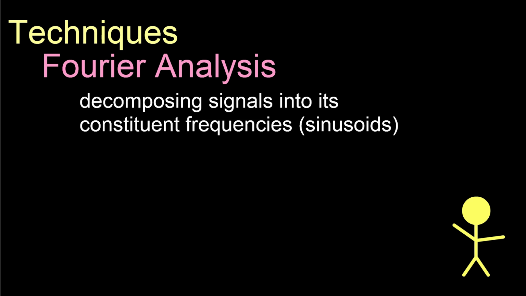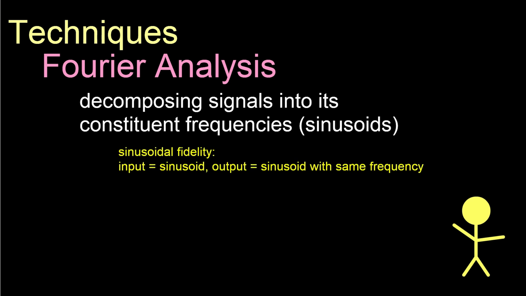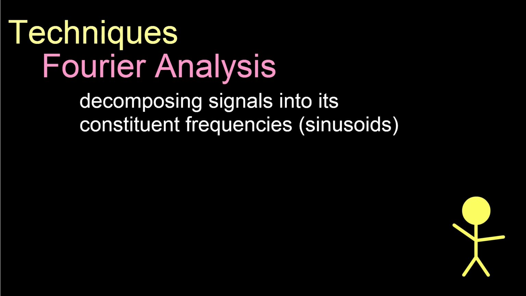Fourier analysis is the process of decomposing signals into their constituent frequencies, which happen to be sinusoids. We like that because of sinusoidal fidelity, which, if you don't remember, means if the input to a system is a sinusoid, the output is also a sinusoid with the exact same frequency. Signals that form corners cannot technically be decomposed into sinusoids, but they can get very, very close.